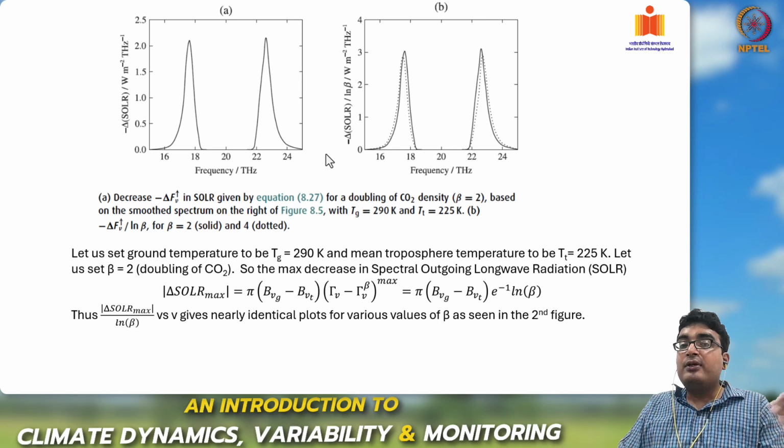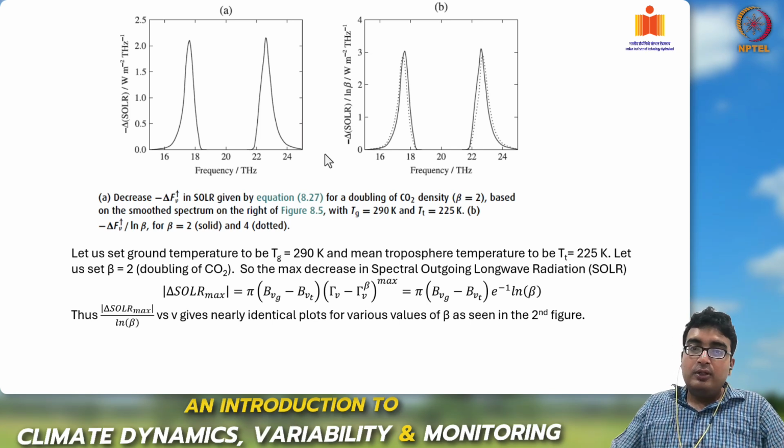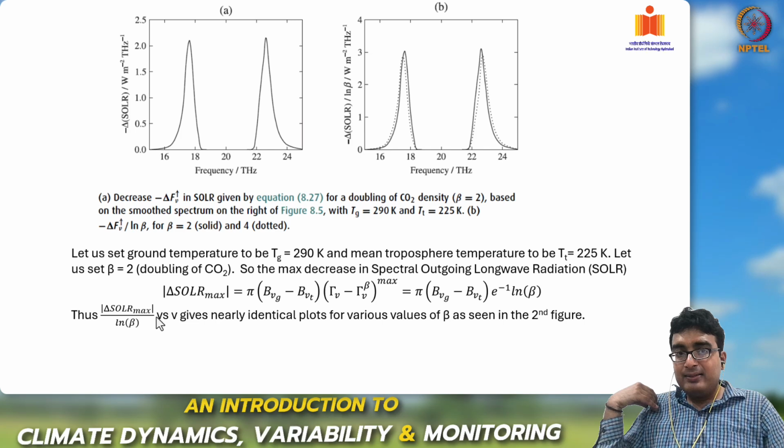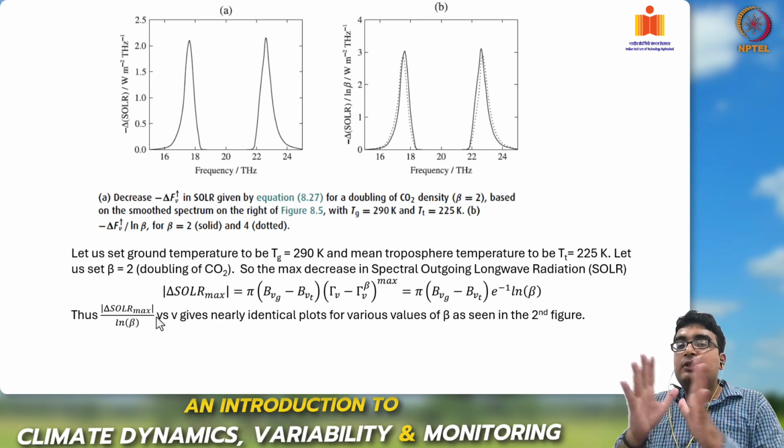This is a plot that can be plotted regardless of the values of beta. So this has been plotted for two values of beta, beta equals 2 and beta equals 4, and we can see they are almost on top of each other. Okay. So if you have this plot for various absorbing gases, then you can use that and integrate that and evaluate. So this was spectrum.